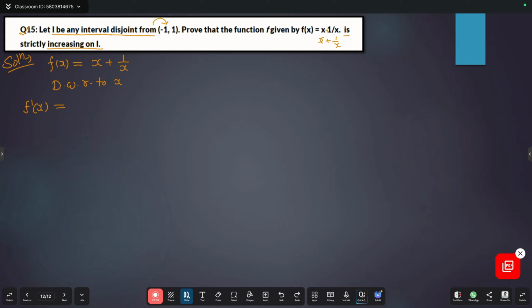Who will tell? Kedar. 1. Next, 1 upon x. d by dx of 1 upon x. 1 upon x means x power minus 1. Actually, the formula is already given. Power first, 1 power less, minus x square. It means minus 1 upon x square. The direct formula for the derivative of 1 upon x is minus 1 upon x square. If not, then write the formula.